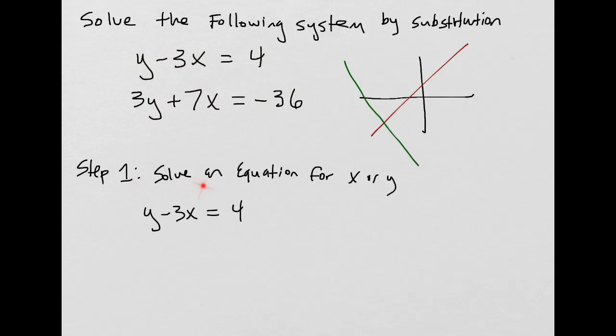Okay, so I've written out that first step. We're going to solve one of the equations for x or for y. So we're taking this first equation and we're going to solve it for y. To do that, we're going to add 3x to both sides. And that's it. So that first equation becomes y equals 3x plus 4.